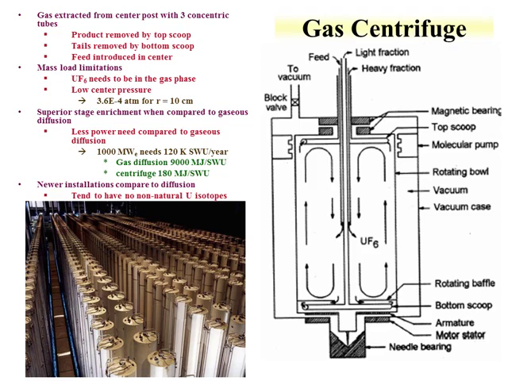And here's an example of a cascade system of gaseous centrifuges, where we would take the gas, feed it into the center, remove the light and the heavy fraction, then feed that into the next centrifuge.